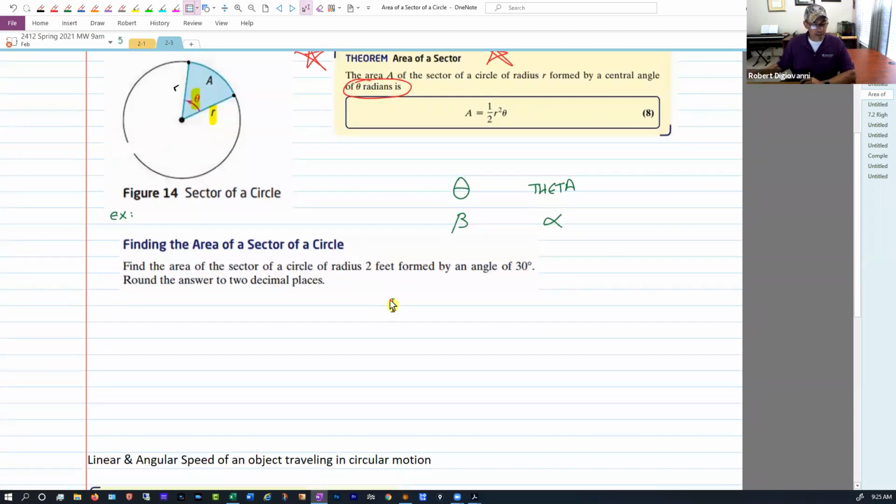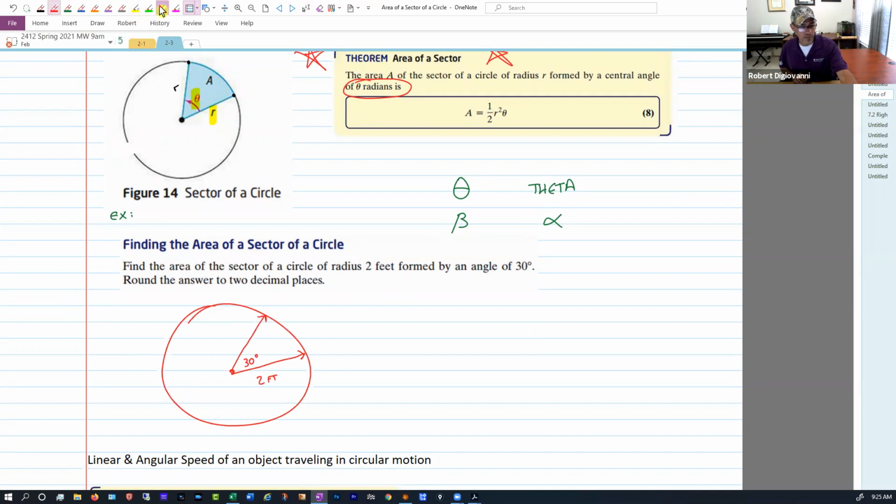The example says, find the area of the sector of a circle of radius 2 feet formed by an angle of 30 degrees. So we basically have a circle, we have a radius of 2 feet, and then we're going to have an angle that is 30 degrees here. And that creates our little sector we're trying to find the area of. So we can use the formula, but our angle 30 must be converted.